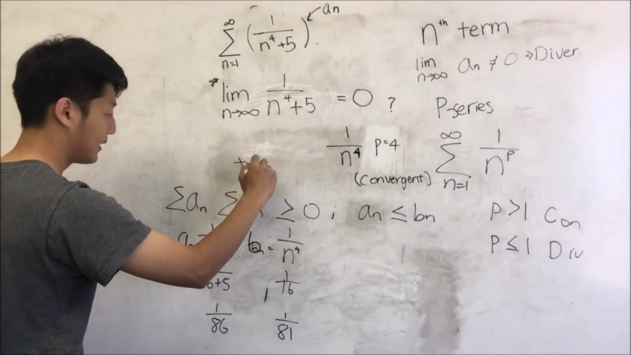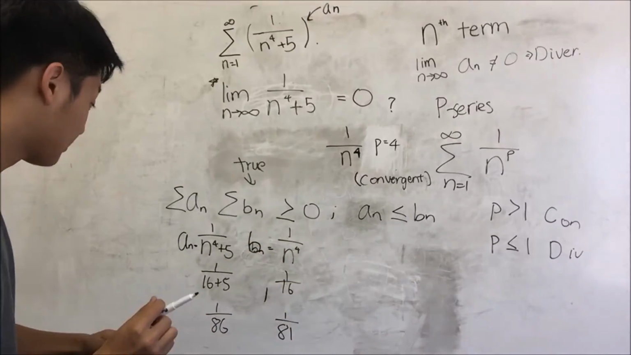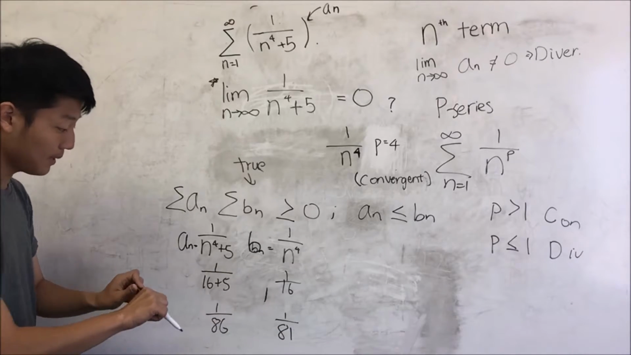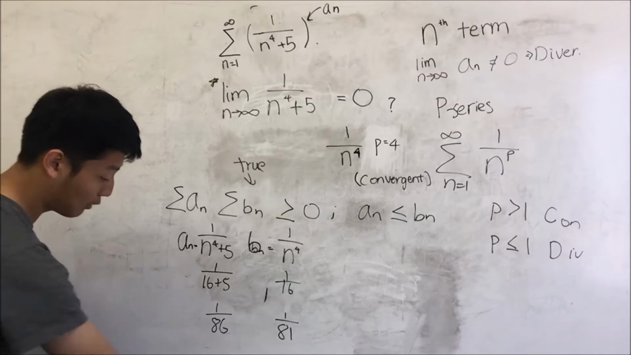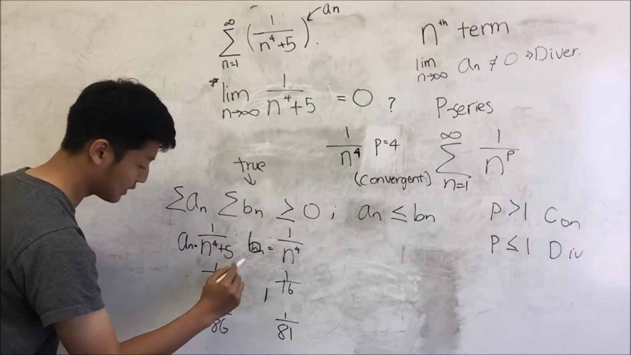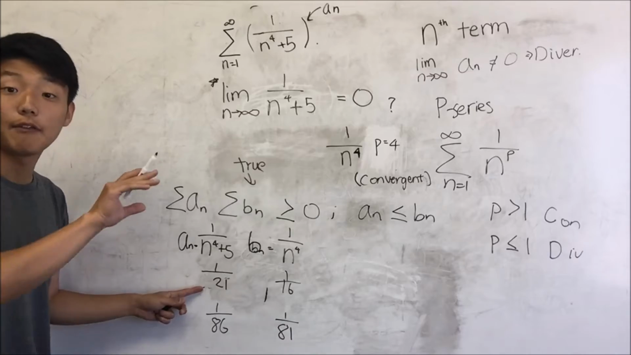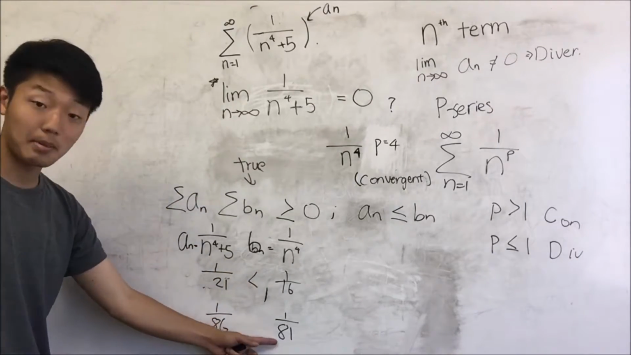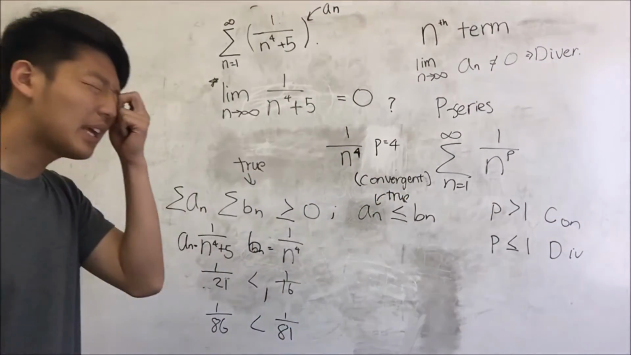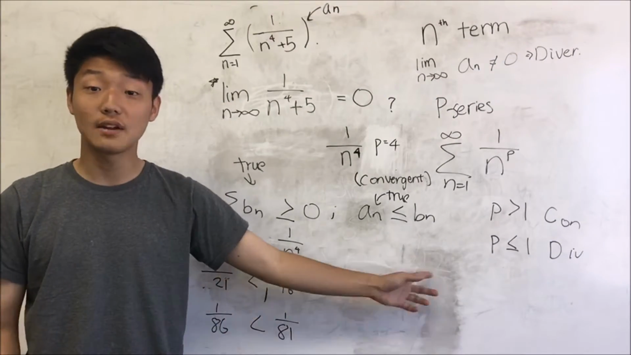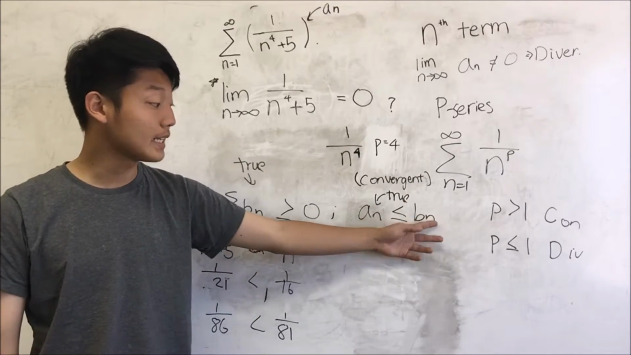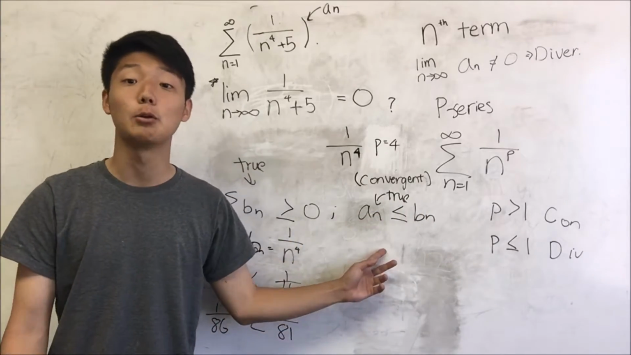Now we have to find out if a_n is less than or equal to b_n. Because 16 plus 5 is 21, it will be 1 over 21 compared to 1 over 16. In a fraction, if the bottom number is bigger, the value is smaller. We have proved that; this is also true. Now we can say the direct comparison test works. In other words, if b_n is convergent, a_n will be convergent. If b_n is divergent, a_n will be divergent.